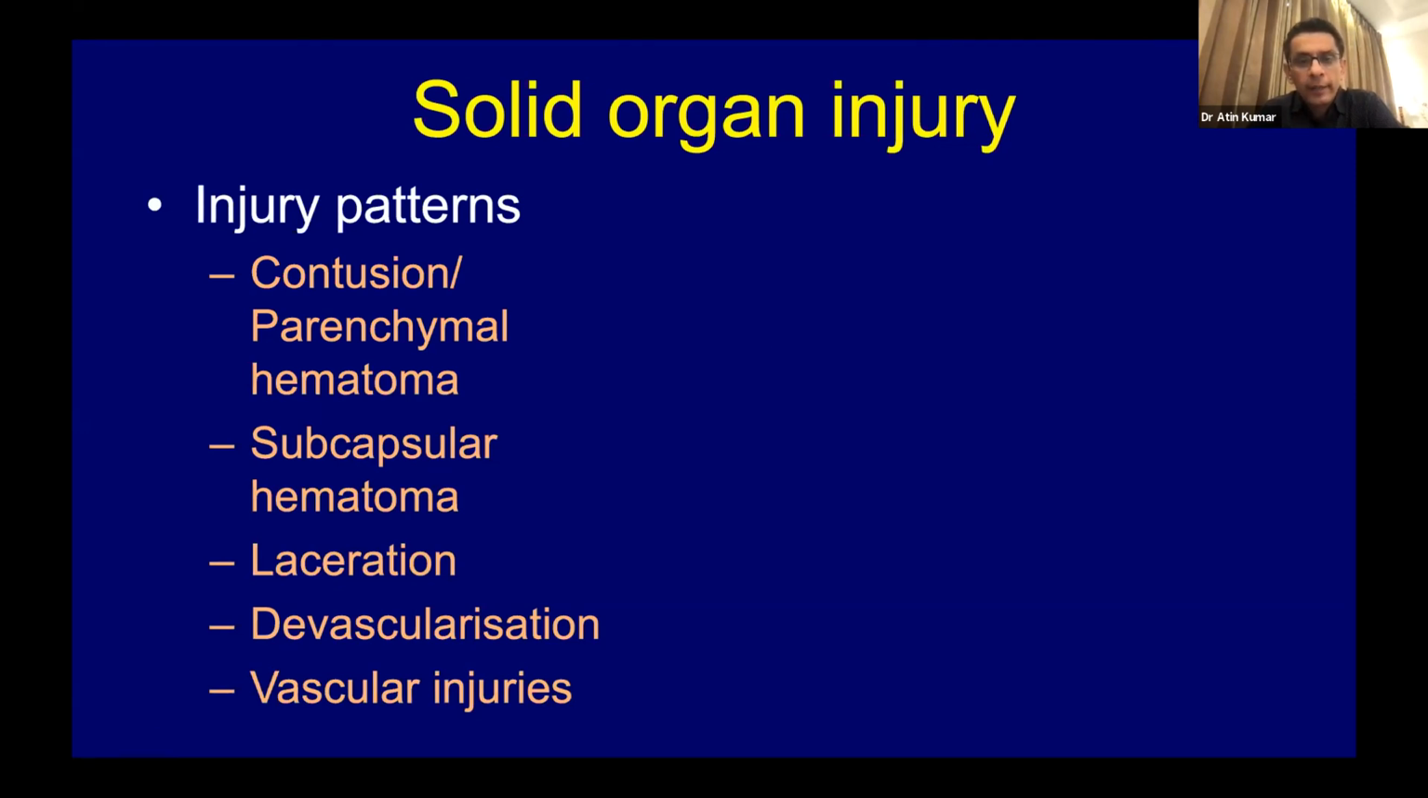These organ imaging scales use certain definitions of the patterns of injury to grade them into various types. So let's first understand and study the different patterns, or the definitions, which we use to put them in these grades. For all solid organ injuries, be it liver, spleen, kidney, or even pancreas, these are the common injury patterns. Let's see them one by one.